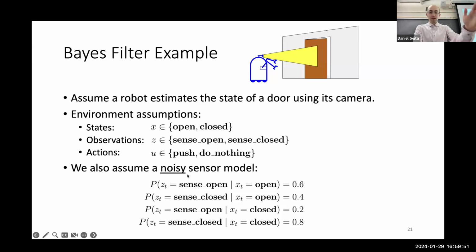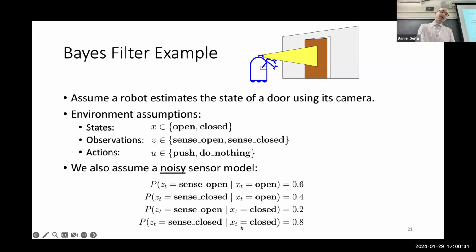The probability of the sensor data saying we think the door is open, conditioned on the fact that it is actually open, is 0.6. That's really bad, by the way. If the door is really open, then the robot sensor only thinks that it's open about 60% of the time. But let's just assume that. And if the door is actually open, then the probability that the robot senses that it's closed is 40%.